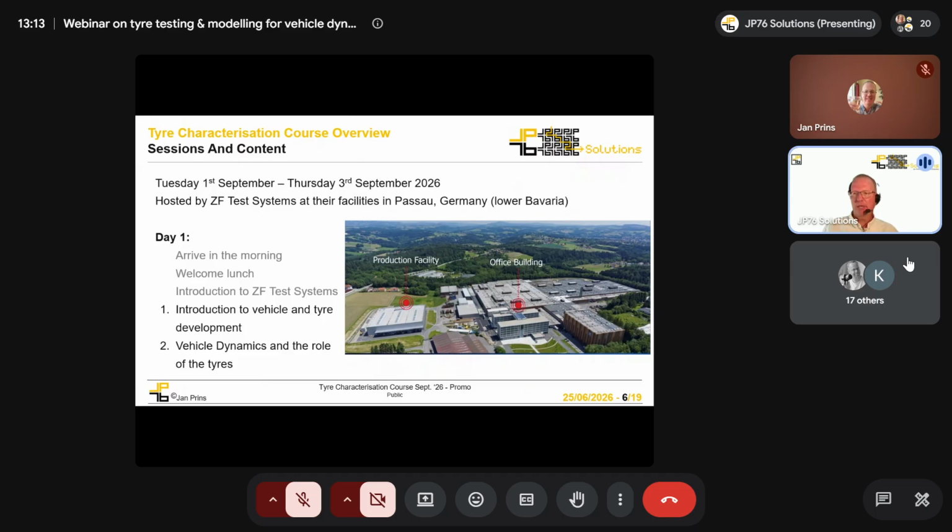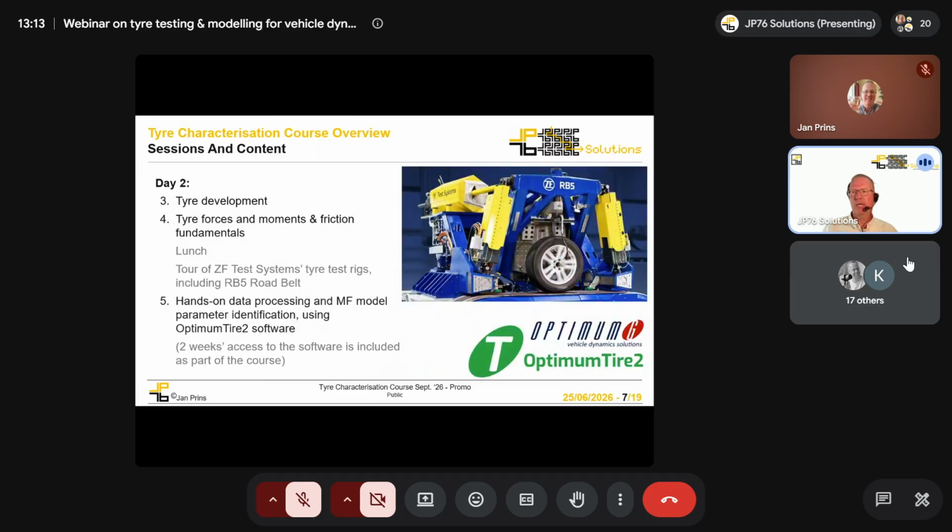And then we're going to day 2, so that's a full day at the ZF test facility, ZF test development facilities. We'll in the morning do another couple of the standard sessions. So I'll do a session on tyre development, and then the most tricky session probably is one about tyre forces and moments and the fundamentals of friction, which Damian will kindly take care of.